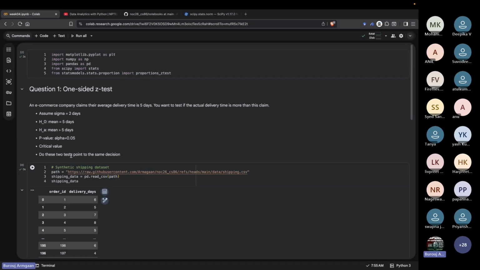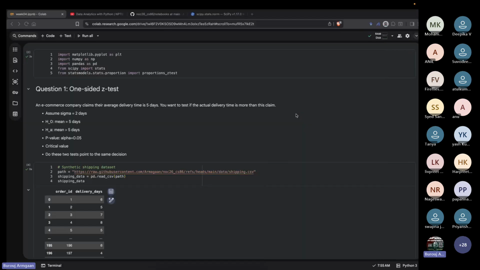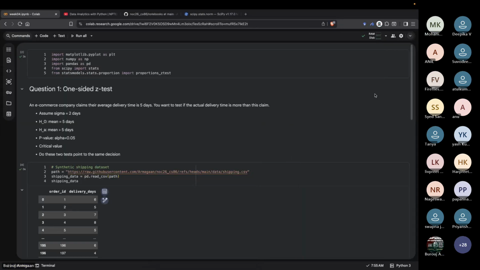So for the moment, we cannot reject the claim by the company that the average delivery time is 5 days. Any questions about this part?